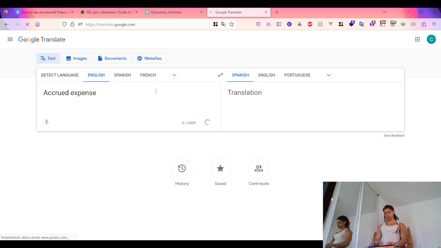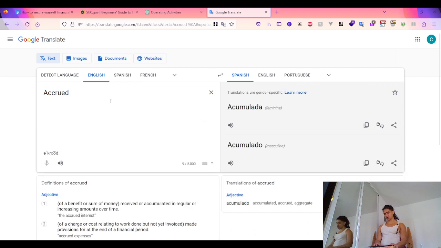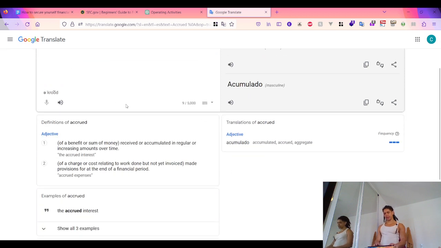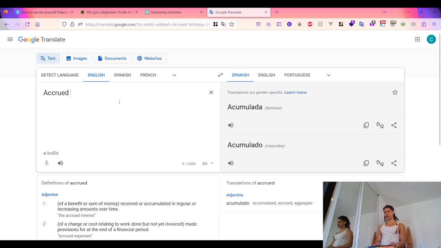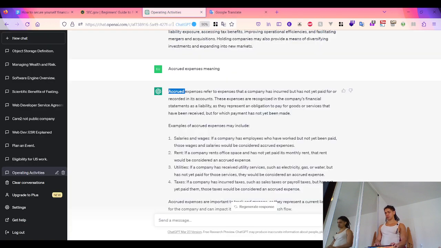Accrued expense. Accumulated, accrued. Okay, accrued expense: an expense that a company has incurred but has not yet paid for or recorded in its accounts. In Spanish it is gastos acumulados.